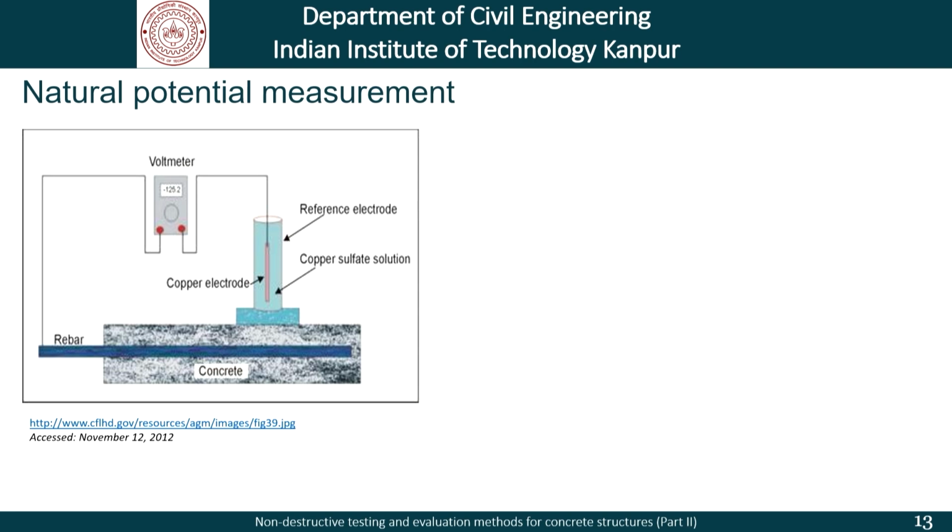Moving on, this slide shows the method of measurement of natural potentials. Now, what is done here is that the reinforcing bar is exposed from within the reinforced concrete structure, and one terminal of a voltmeter is connected to this bar, and a copper sulfate electrode typically is connected to the other, and from the surface using this copper sulfate electrode we record what is called natural potentials.